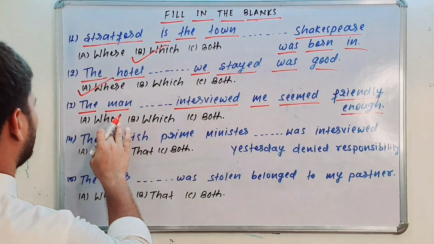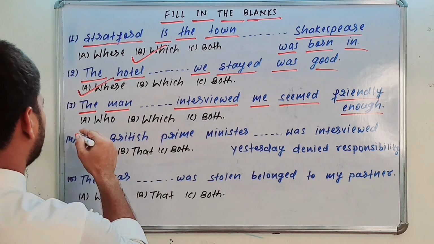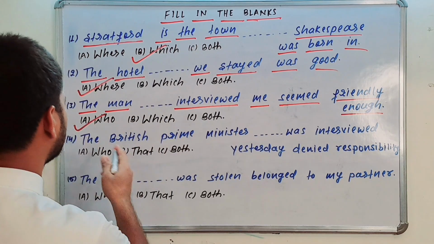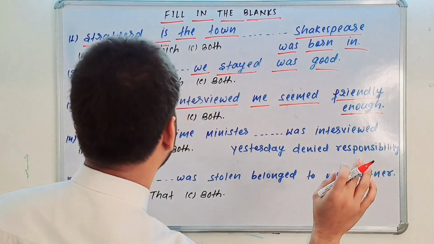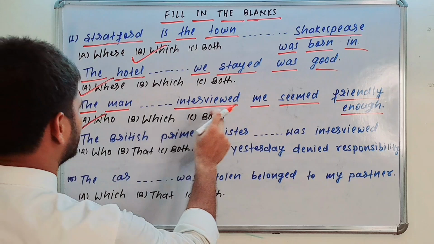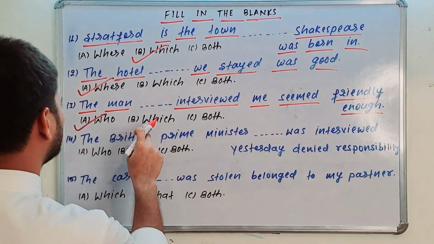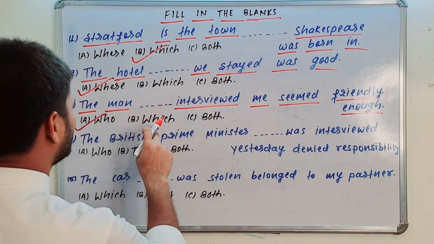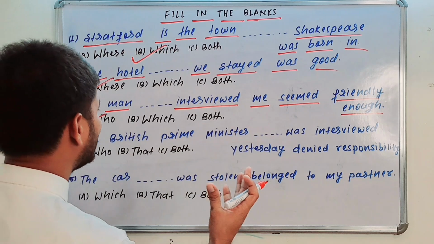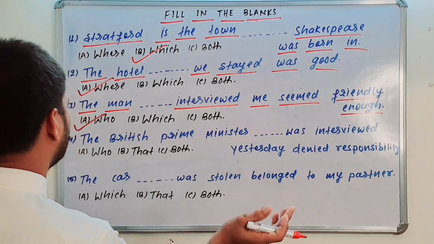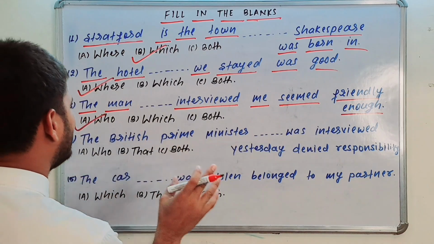So the answer is clear. Someone is discussing the man. So option A is the right answer to the third question: the man who interviewed me seemed friendly enough. There is no idea of putting which here because which is only used for animals and things, or any idea, but who is only used for a person, man, woman, and like that.